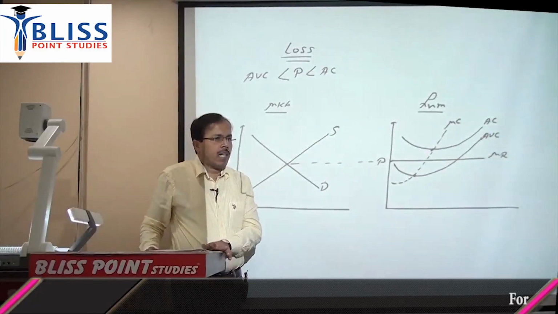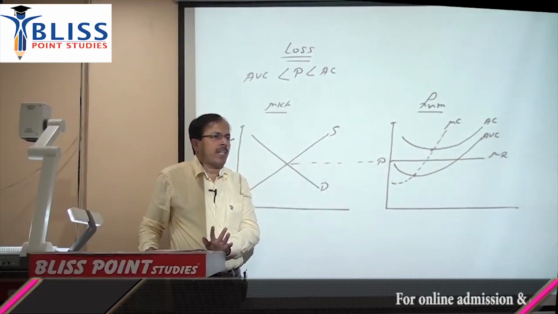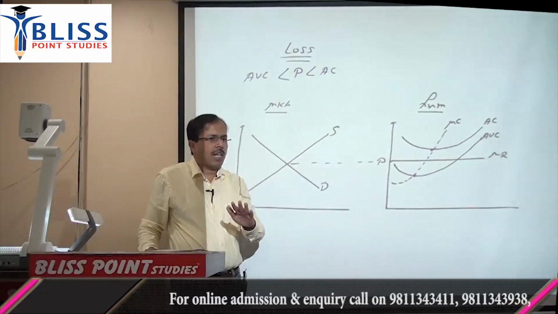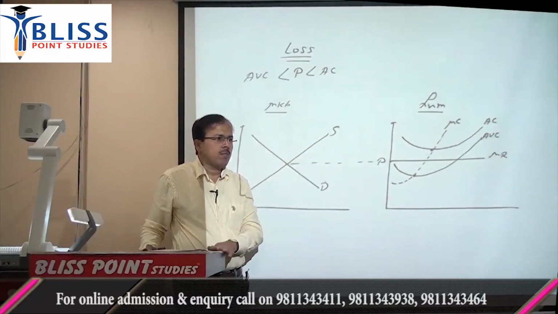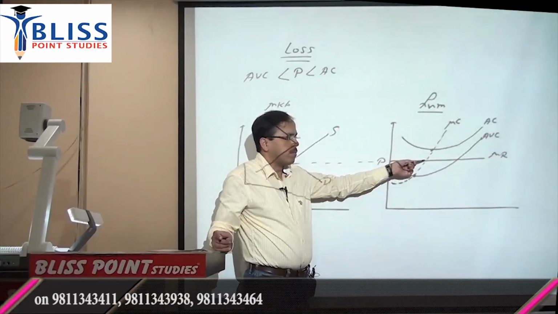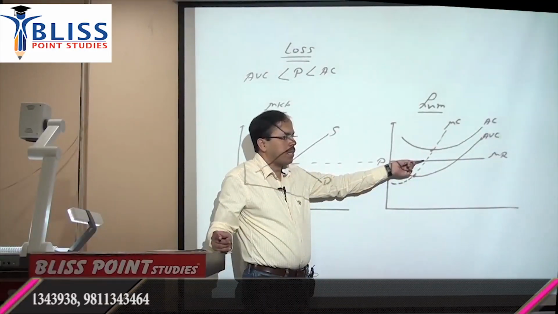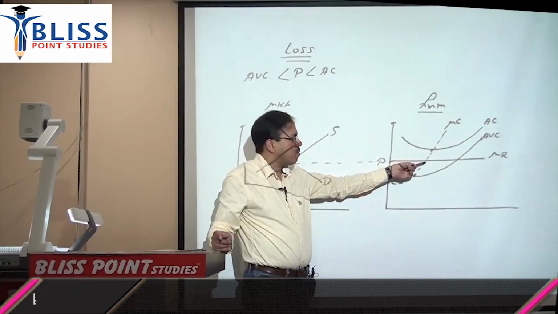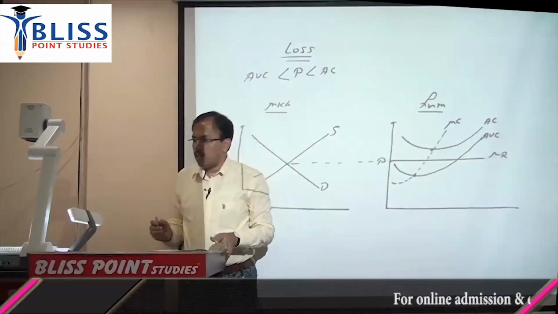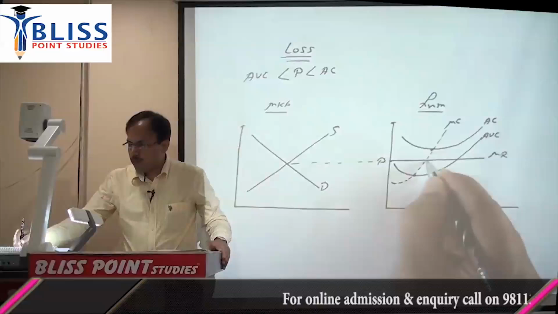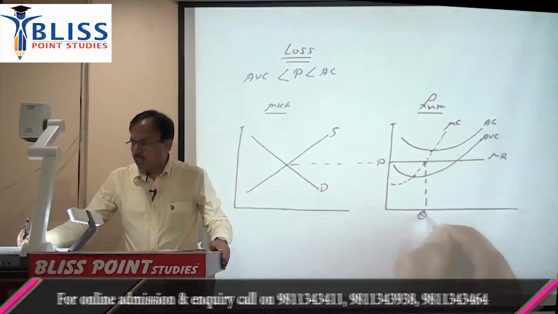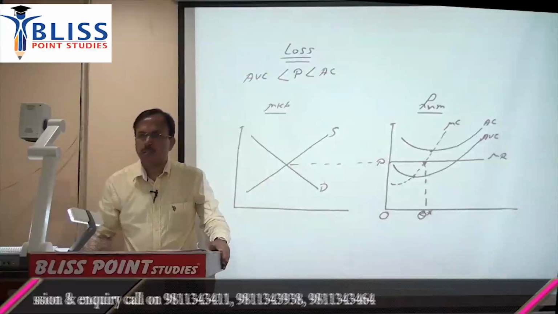But in diagram, first of all you have to mark which point where that condition is satisfied, MR equal to MC. So MR equal to MC का पॉइंट पहले मार्क करना है. प्रॉफिट मैक्सिमाइजिंग कंडीशन. So mark this point first. MC equal to MR. So equilibrium quantity is this Q star.